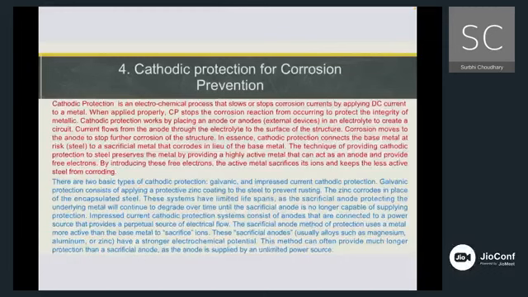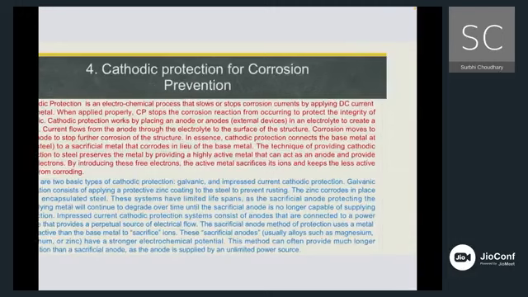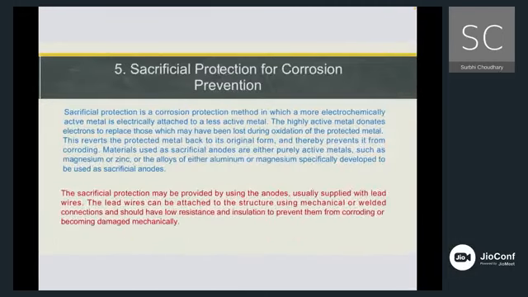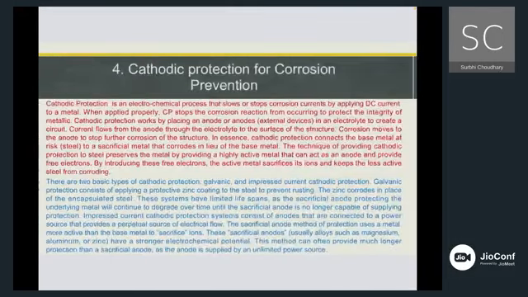Now the fourth method is cathodic protection. The cathodic protection method is basically of two types: the galvanic protection method, and second, the impressed current cathodic protection method. There are certain differences between these two types, and the galvanic method is somewhat similar to the next method, that is the sacrificial protection method for corrosion prevention.